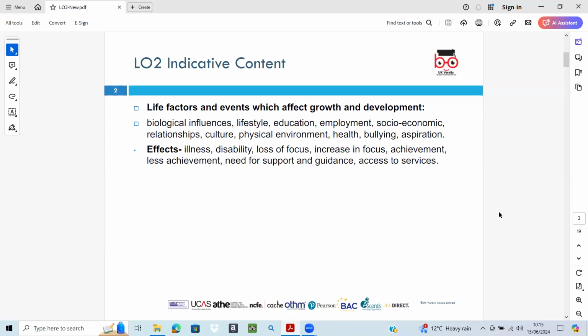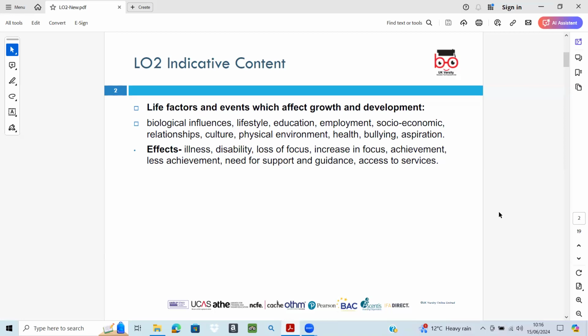Then we have health. Overall, physical and mental health affect growth and development. An example is that chronic illness or disabilities can limit activities and opportunities, requiring additional support and resources. Good health supports active participation in various life opportunities and enhances the quality of life.